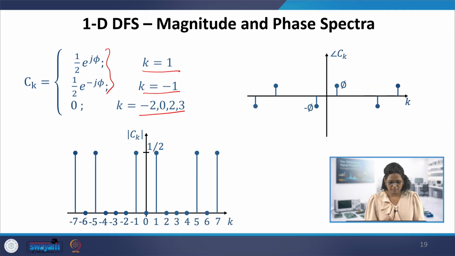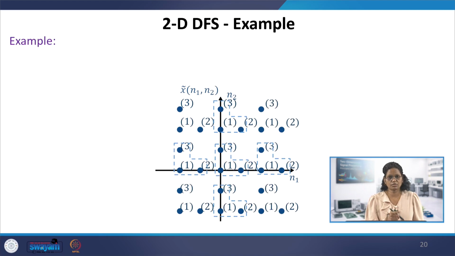So the magnitude and phase spectra: this is the magnitude spectrum, that is 1 by 2, and here is the phase spectrum. In the phase spectrum we got 1 by 2 here, and in case phi is not known, we just write it as phi, whatever the phi may be, and this could be plotted in the phase spectrum as well. So it is even symmetric, and this is odd symmetric, as we had seen in the other cases as well. So now, getting from this 1D DFS to the 2D case.